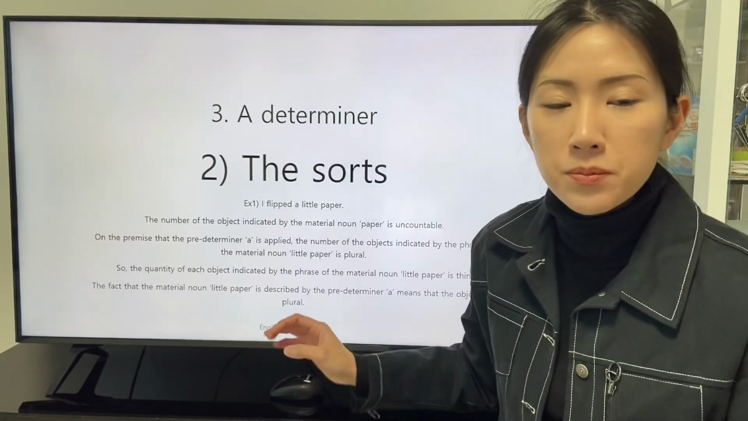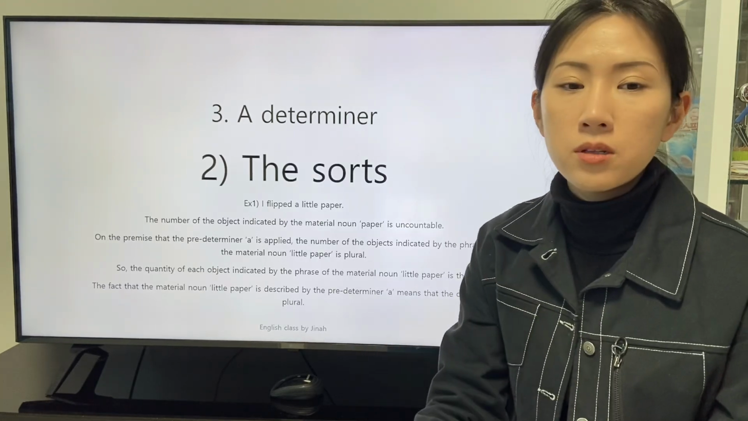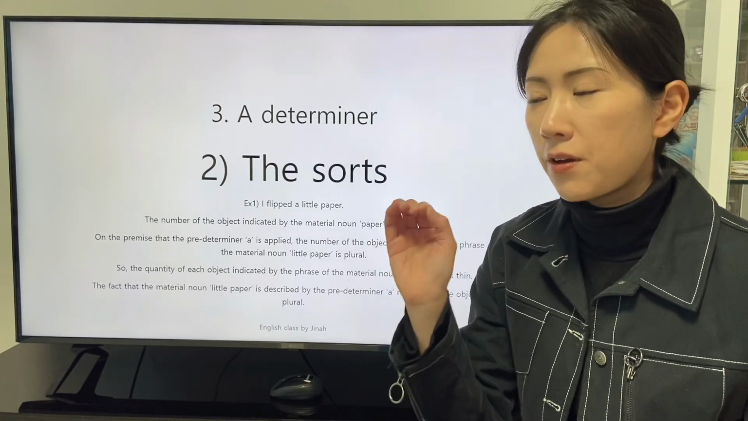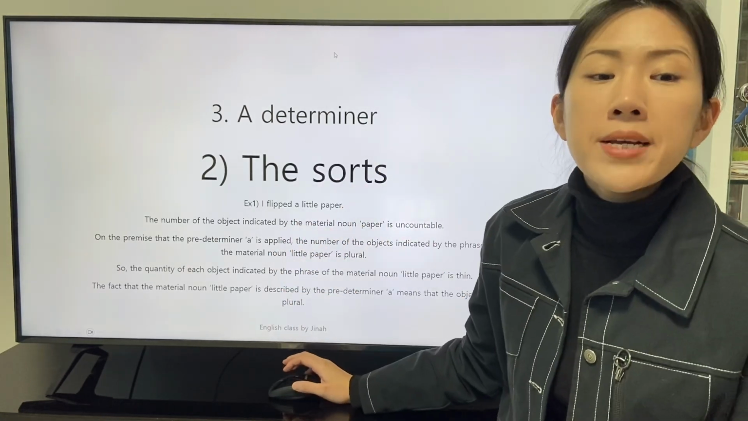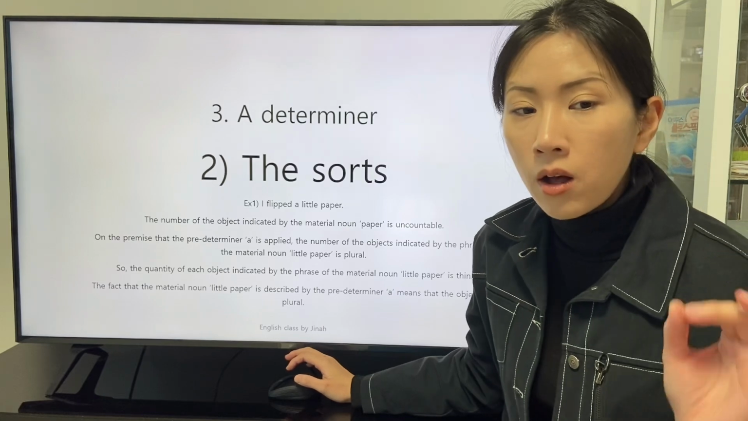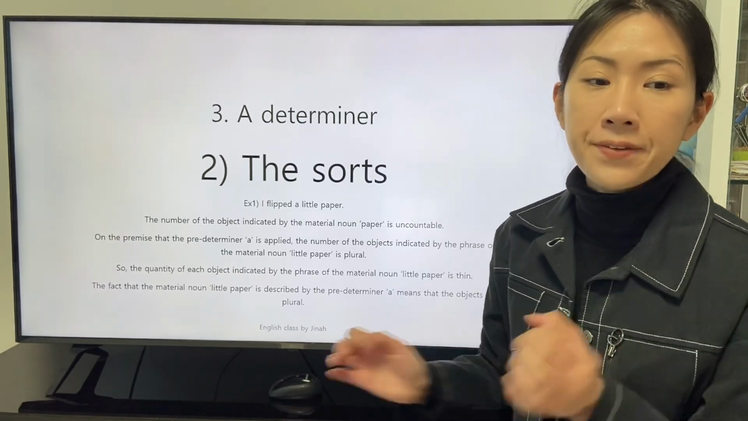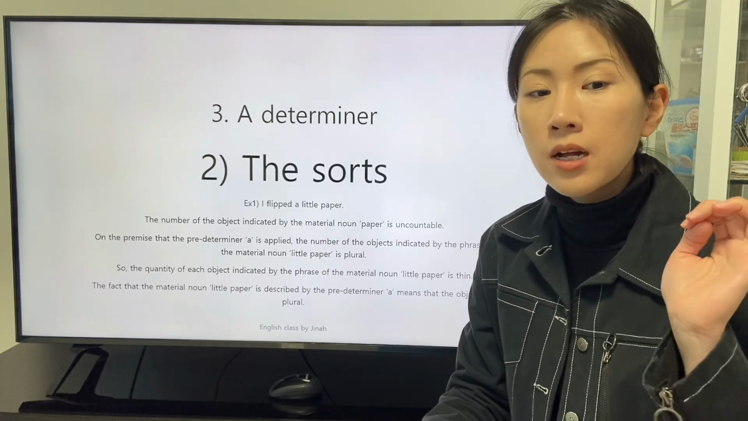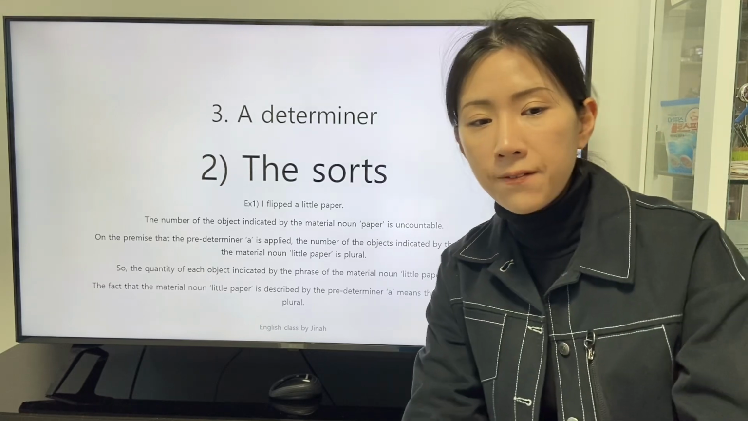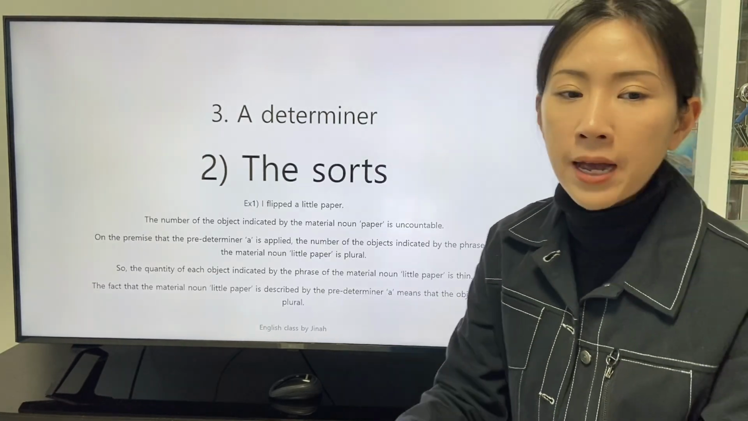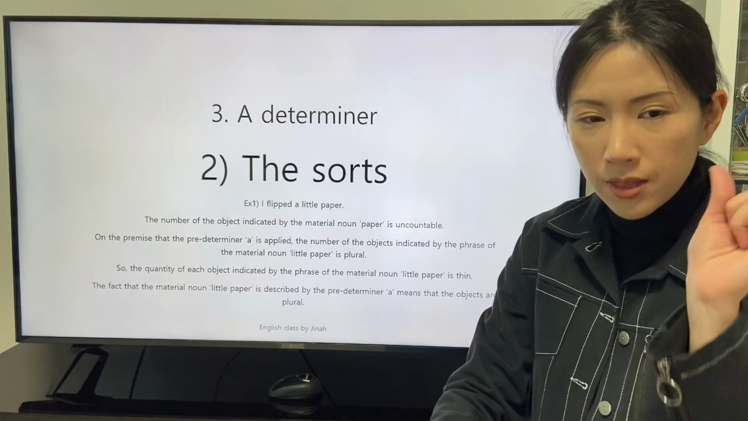The number of the object indicated by the material noun paper is uncountable because the unit of the paper is not agreed in the linguistic group. On the premise that the predeterminer "a" is applied, the number of the objects indicated by the phrase of the material noun a little paper is plural. So the quantity of each object indicated by the phrase of the material noun a little paper is thin.